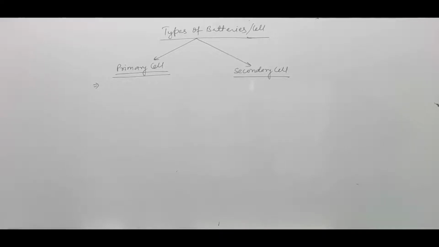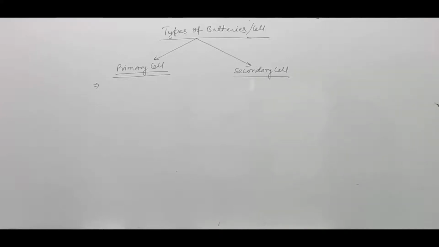These are called primary cells or dry cells. Generally, dry cells are used in torches, radio receivers, electronic calculators, hearing aids, etc.